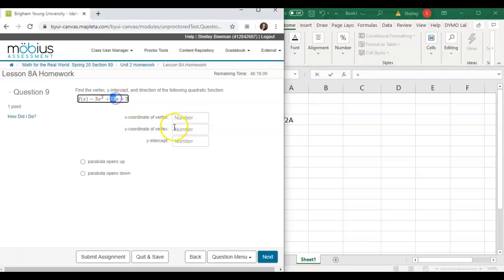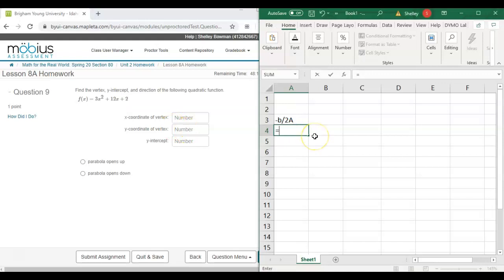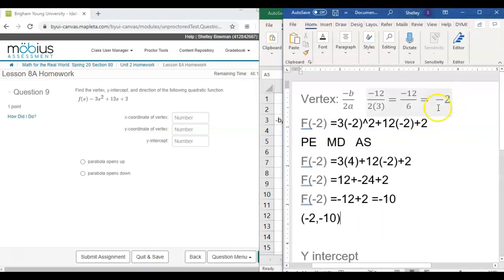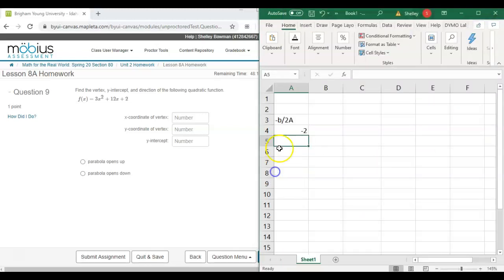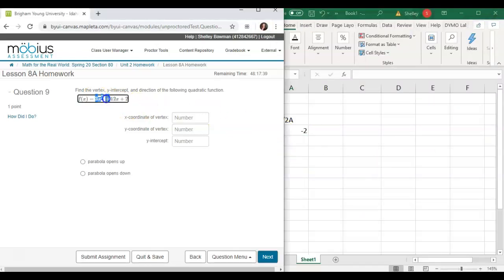I'm going to type in my b, which is 12, and make sure I make it negative, negative 12, divided by 2 times a, which is this 3 over here. And I want both of those to be on the denominator. So I'm going to put parentheses, making sure both the 2 and the 3 stay in the denominator while it does the order of operations and calculates that for us, which gives us negative 2, and that's what we got over here too.